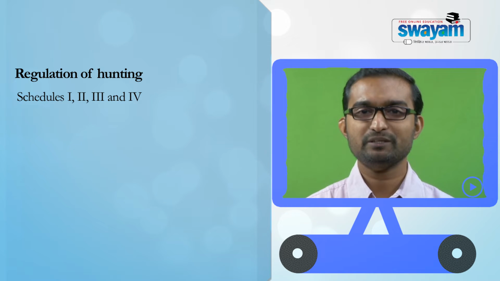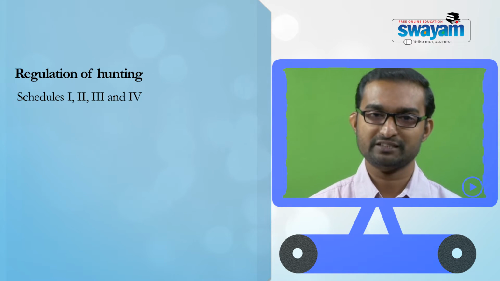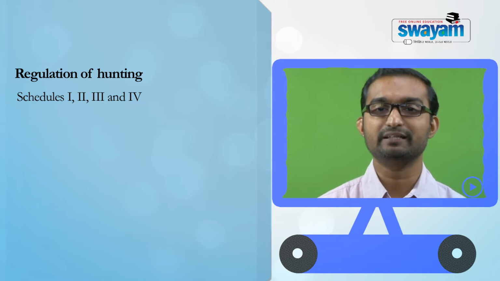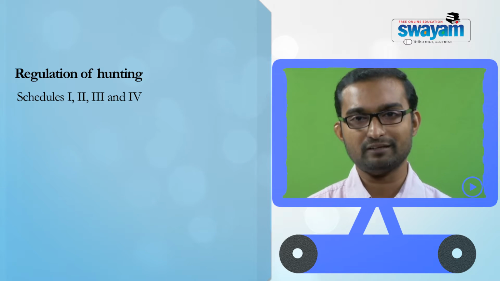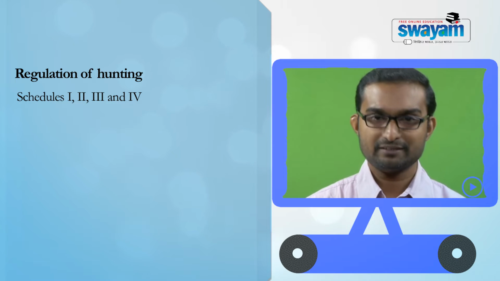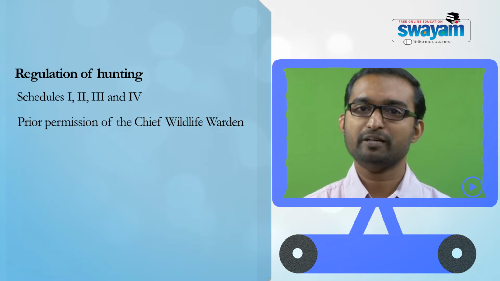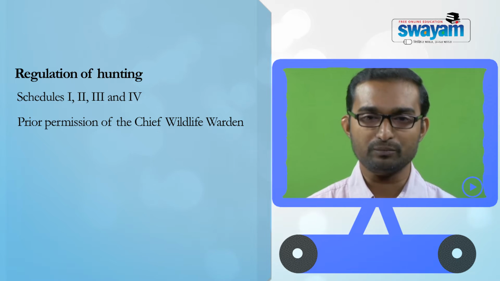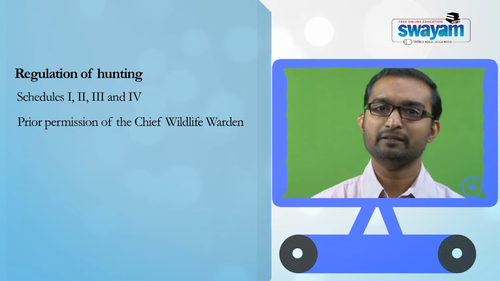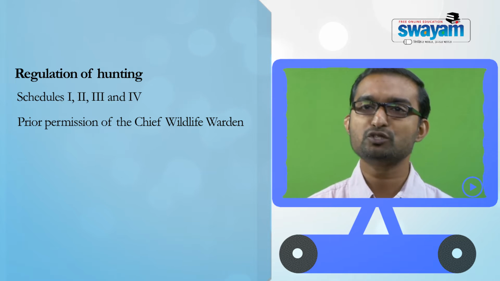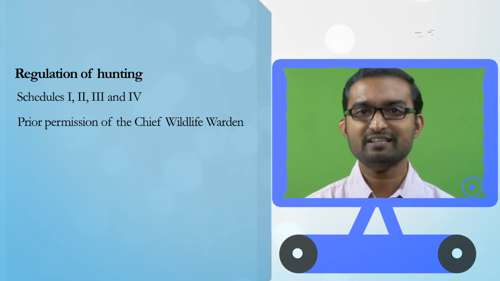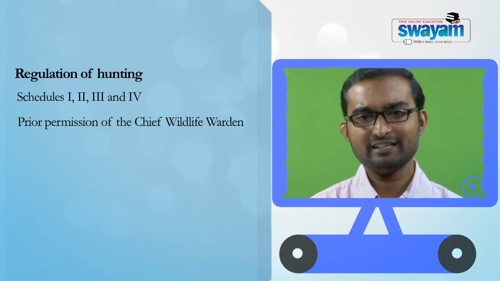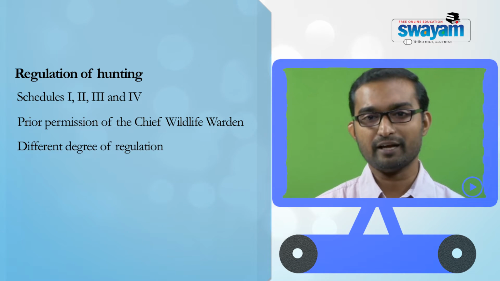For example, if some species are really on the verge of extinction, probably a more stringent regulation or control is needed. Probably prohibition of hunting is required as far as that particular animal or plant is concerned. Whereas if some of them have a relatively safe population, but if some kind of regulation is not adopted, they might be pushed towards extinction. In such cases, a lighter level of regulation may be necessary. This is the logic behind having different kinds of schedules.